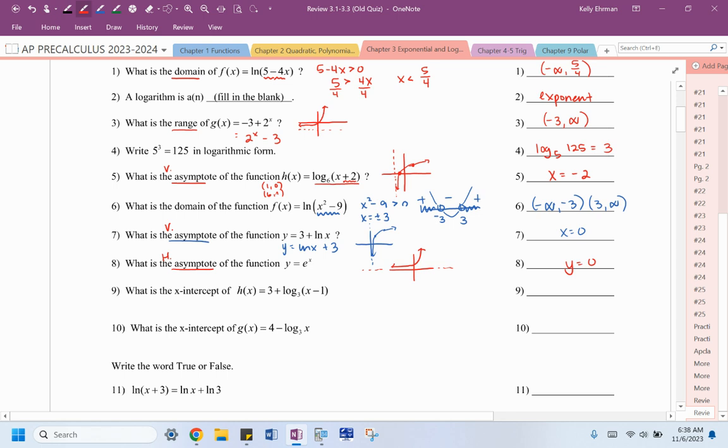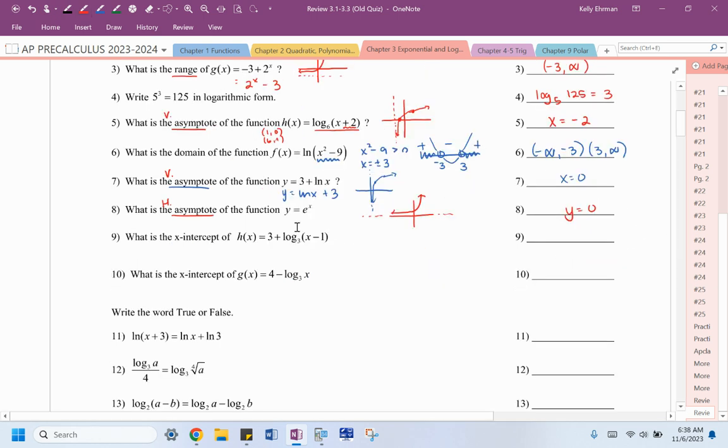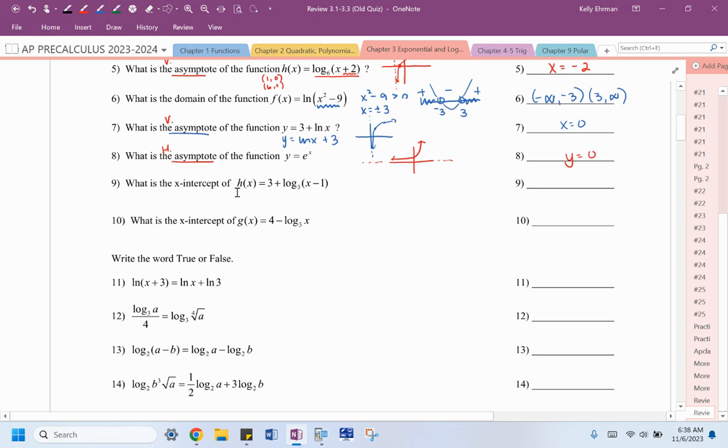What is the x-intercept of h of x equals 3 plus log base 3 of (x minus 1)? So we've had this in a textbook assignment. We had this on a worksheet last week. Here it is again. I have a lot of people asking me as if it's the first time they've seen this about x-intercepts every time we see it in a homework or in notes or whatever.